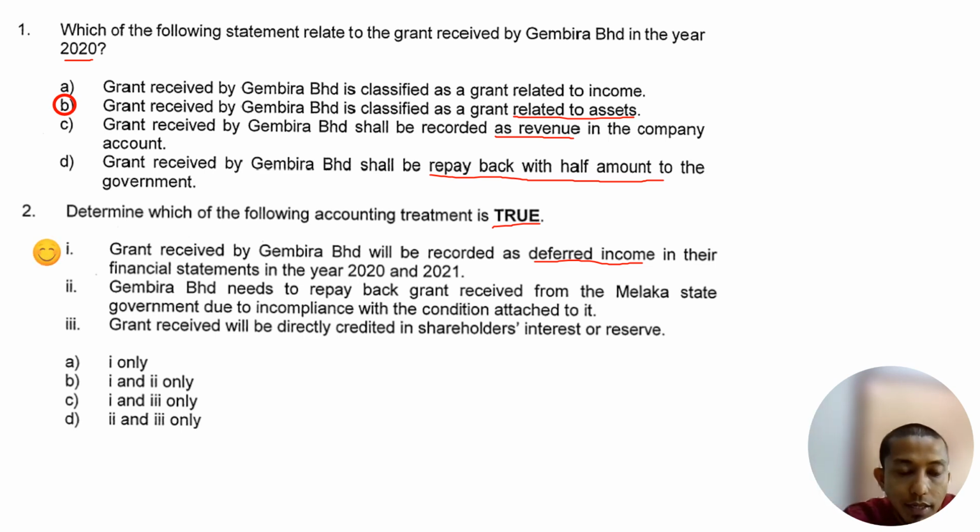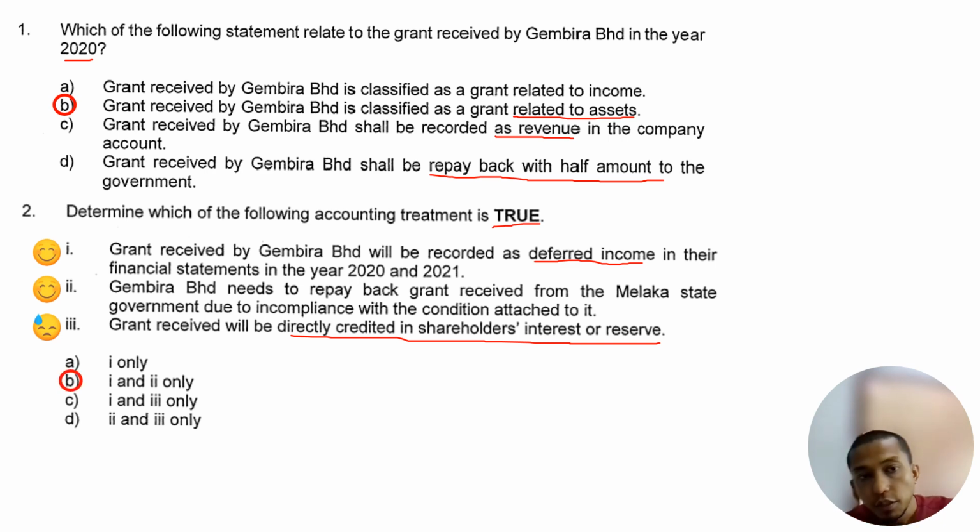Gambir Barad need to repay back grant received from a Malacca state government due to incompliance with the condition attached. Correct, right? True. Grant received will be directly credited to shareholder interest or reserve. Remember, this one is capital, right? We did not cover the capital, so this is incorrect. Because we just cover under income, not capital. So 1 and 2 is correct. Therefore, the answer is B.